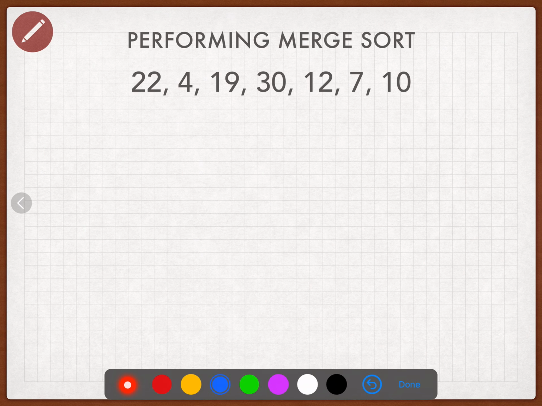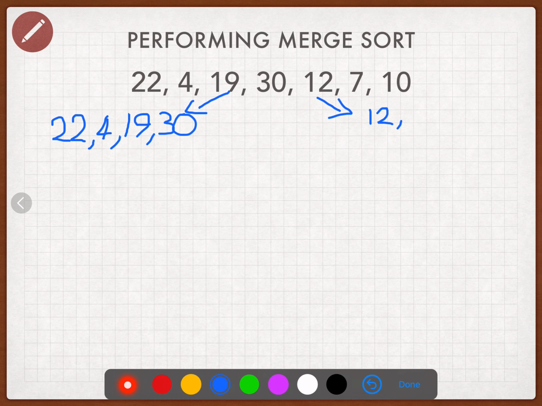To begin with, I'm going to split the list into two, sending 4 elements to the left, which are 22, 4, 19 and 30. And I'm going to send the 12, 7 and the 10 into the right hand list. Again, I repetitively break this list down until each of the elements is in their own individual list.